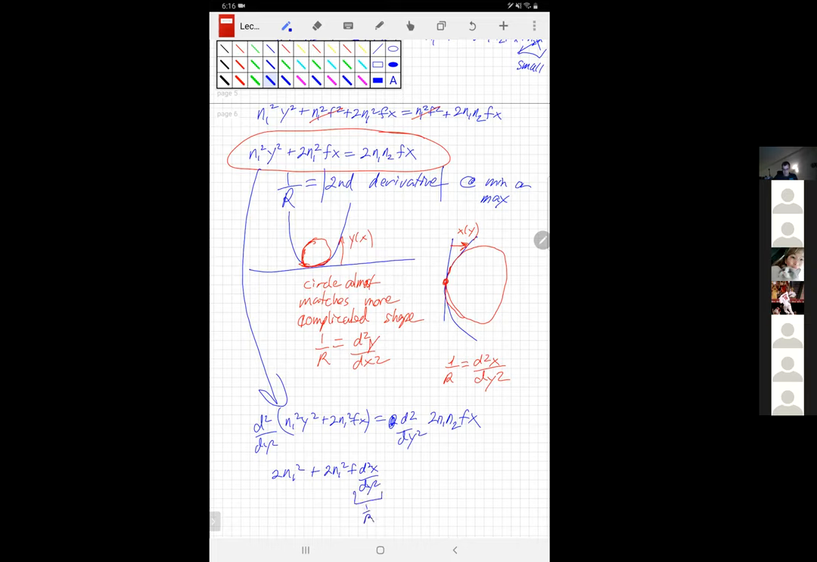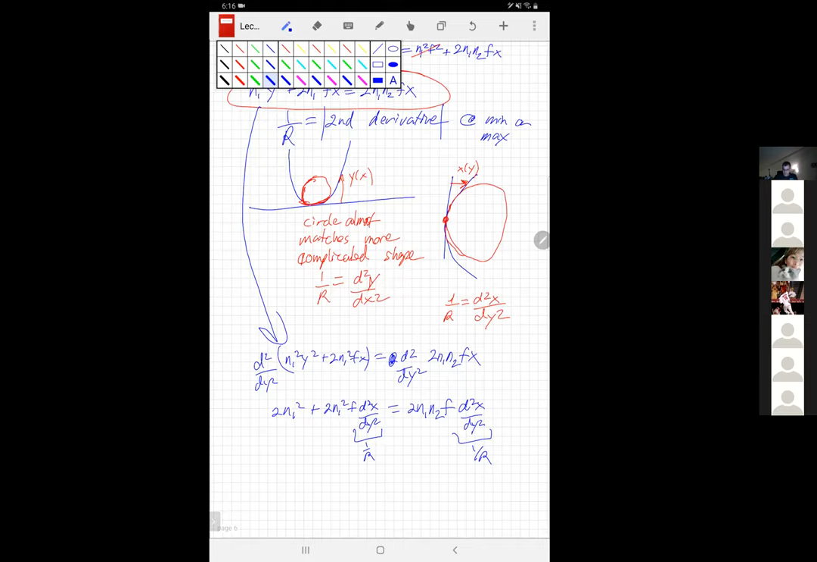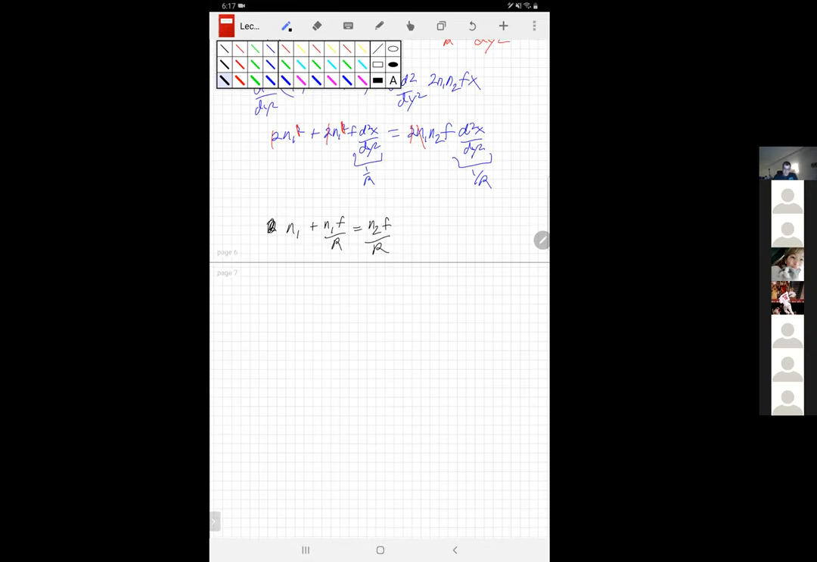That's 1 over r equals 2N1 N2 f. That's 1 over r again. And let's see, what can we cancel here? We can cancel some 2s. We can cancel 1 factor of N1. And we are left with N1 plus N1 f over r equals N2 f over r. Or N1 equals N2 minus N1 times f over r.